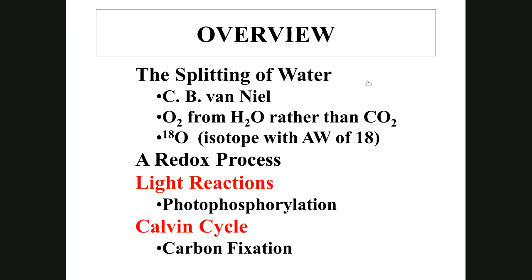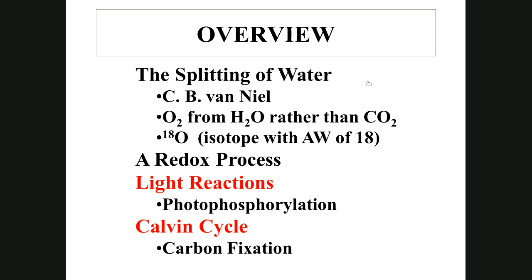Now we have a redox process. Redox is oxidation and reduction, and that's going to imply an electron transport chain or electron transport system. And plants have those. Plants have electron transport chains, as well as a chemiosmotic apparatus, just like animal cells do. Remember the mitochondrion? So they have this, and it's located in a similar area we'll look at.